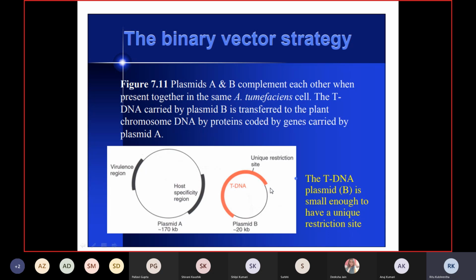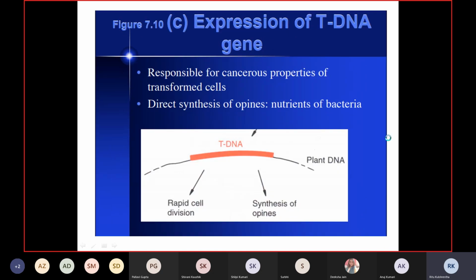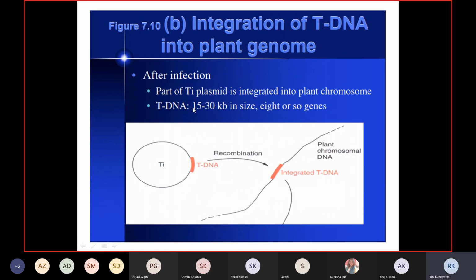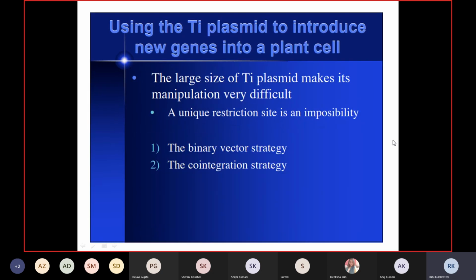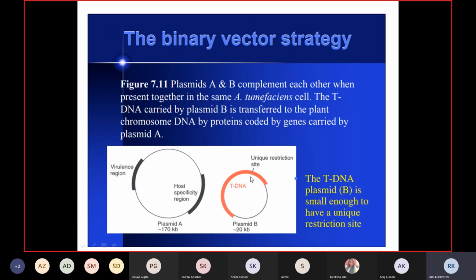So what they have done is that in this plasmid, you clone your gene of interest. They have made a unique restriction site because the tDNA size is only, sorry, it's 13 to 15 kb in size, and there are around 8 genes. Because it's very small in size, you do have the option for a unique restriction site. So you can clone your gene of interest here.